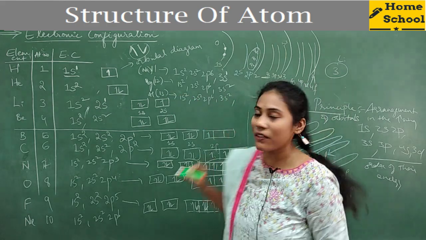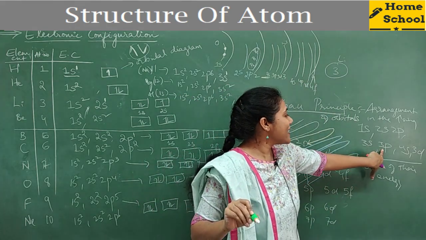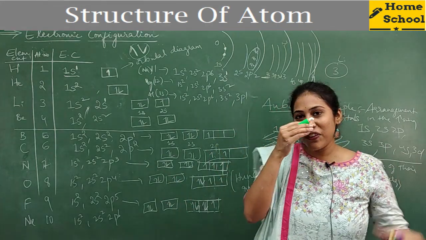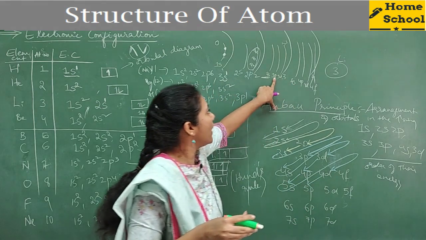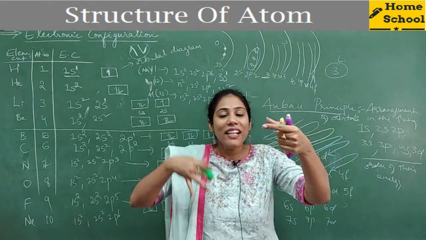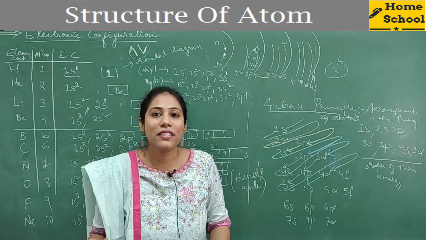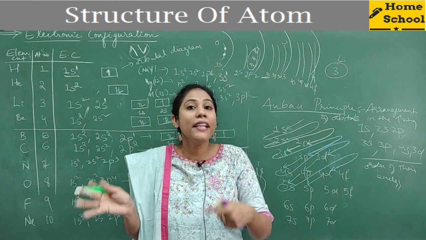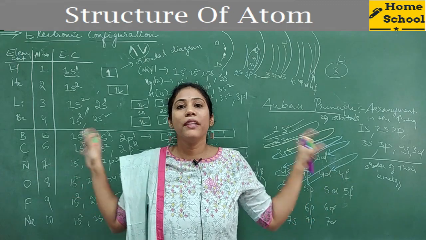Now the 13th electron, where will it go? After 3s, you will have 3p. So the 3p subshell will get filled. And 3p's capacity is what? It's a p subshell, no? It will have a capacity of 6 electrons. Every p subshell will have a capacity of 6 electrons. It may be 2p, 3p or 4p, whatever.